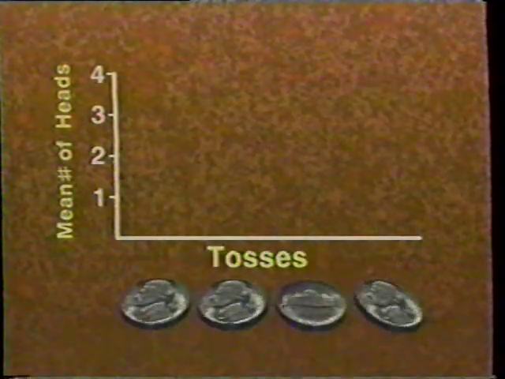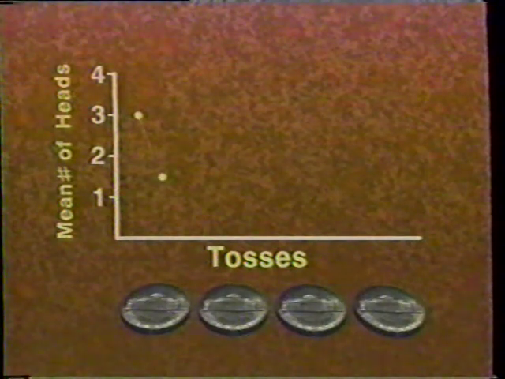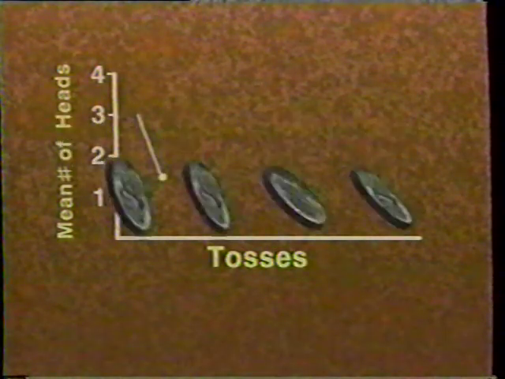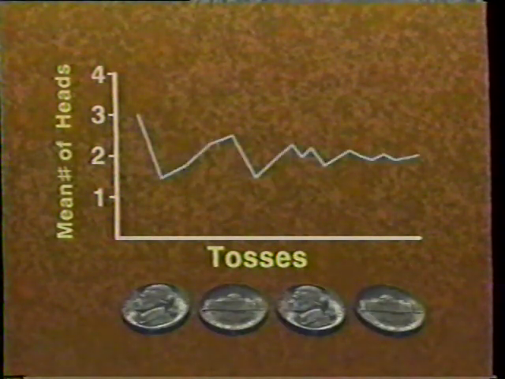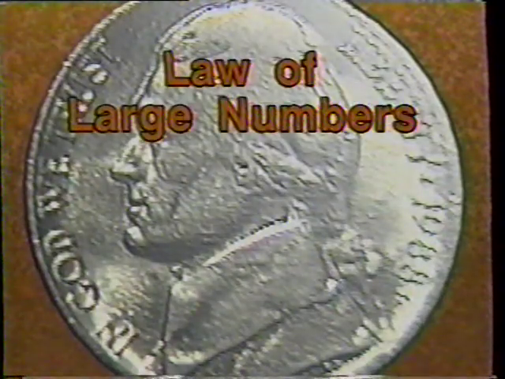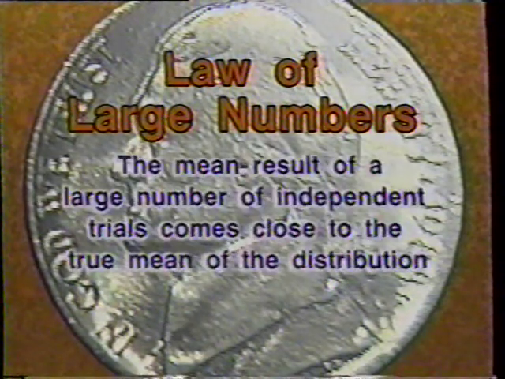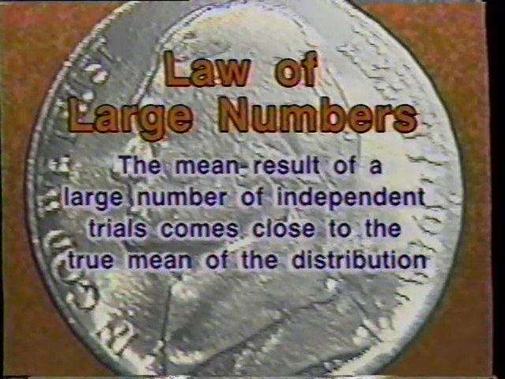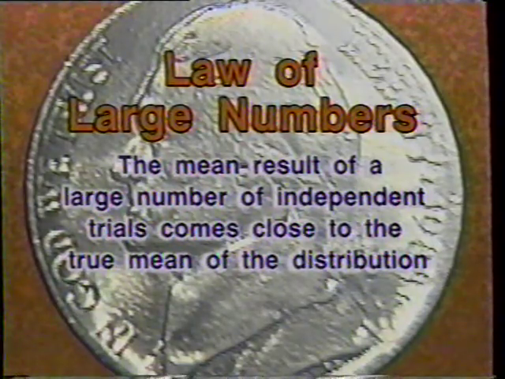Since we know the probability of getting a head is 50-50 on every toss, if we flip 4 coins many times, the mean number of heads will approach 2 in the long run. And that's what the law of large numbers says. Stated formally, the law says that the mean result of a large number of independent trials comes close to the true mean of a distribution.